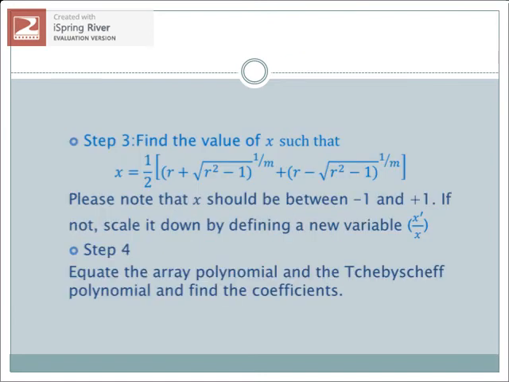The third step is that you must find the value of x. After finding the value of R and m, substitute those in this expression, you can find the value of x. And you must ensure that the value of x should be in between minus 1 and plus 1. Otherwise, scale it down by defining a new variable x dash by x. And the final step is that you must equate the array polynomial and the Tchebyscheff polynomial and find the coefficients. That is the final step.